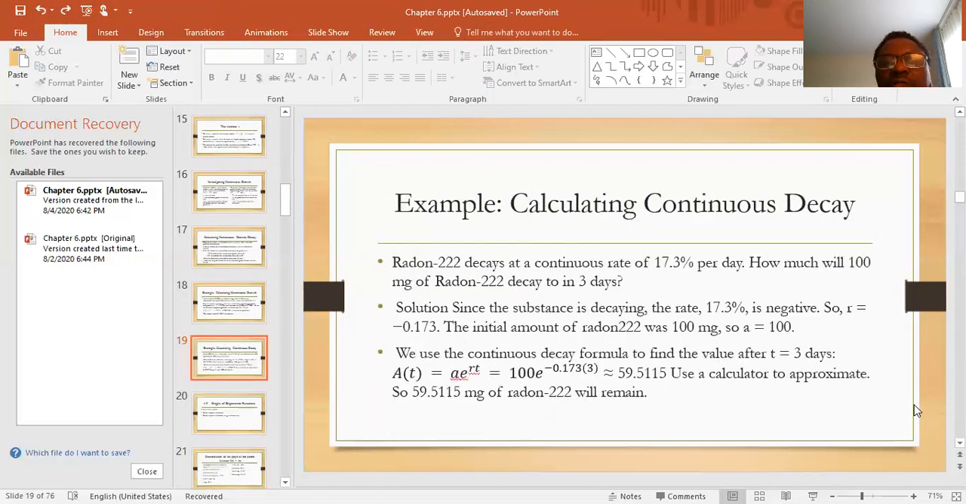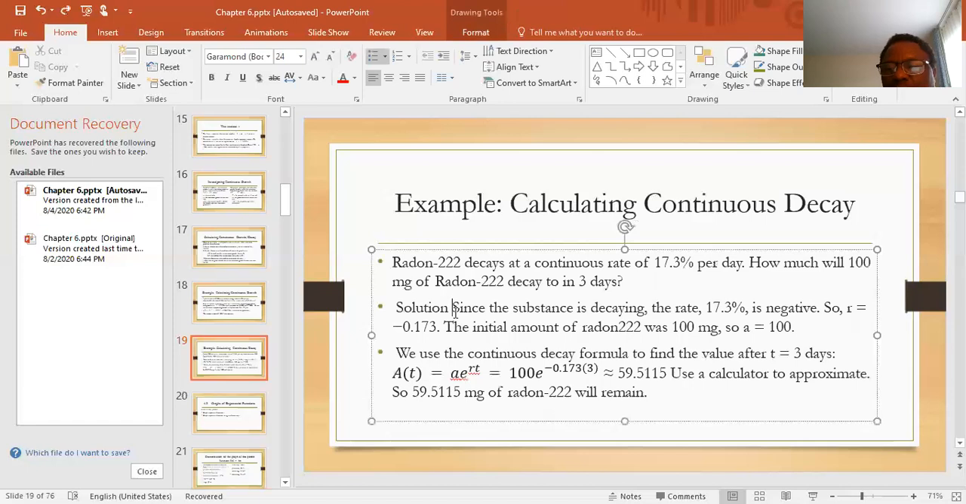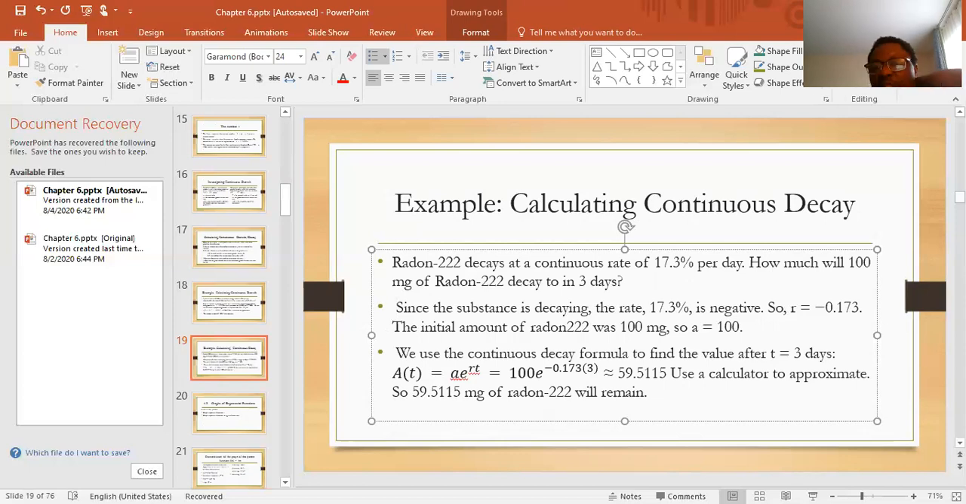Now calculating continuous decay. Radon 222 decays at a continuous rate of 17.3% per day. How much will 100 milligrams of radon 222 decay to in 3 days? Solution. Remember, we need an initial value. The rate here is 17.3%, which is negative because it is decaying, it is reducing. So r equals negative 0.173. The initial amount of radon 222 was 100 milligrams, so A equals 100.